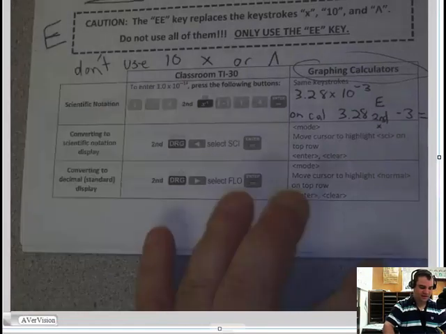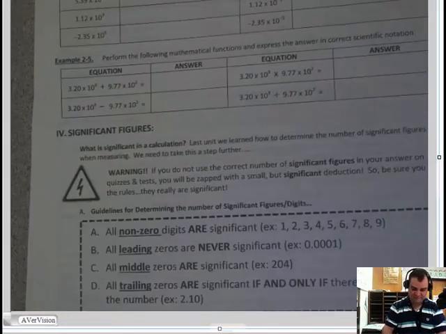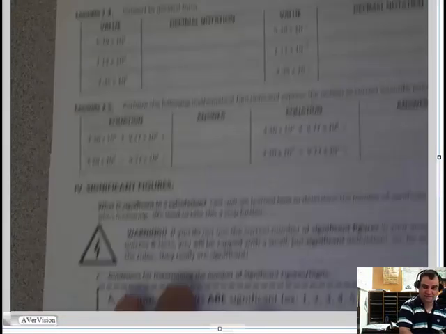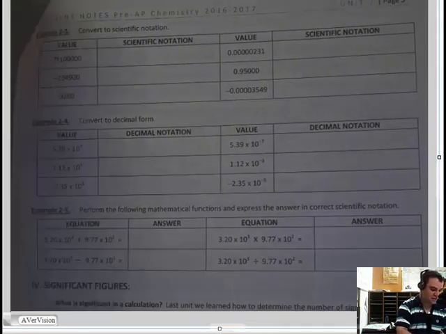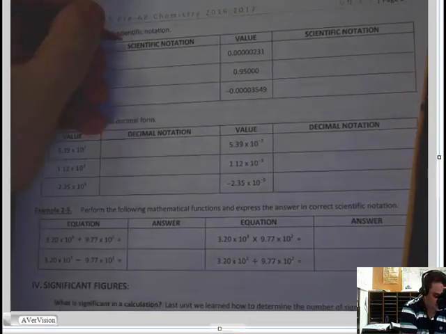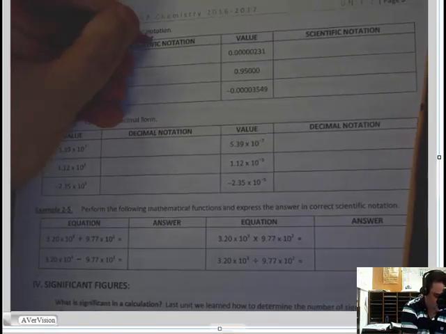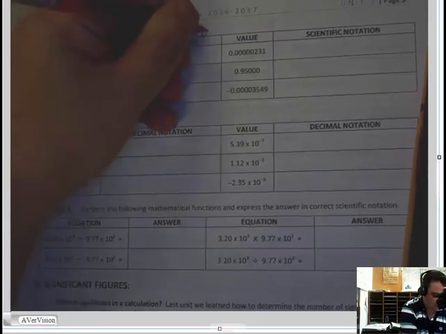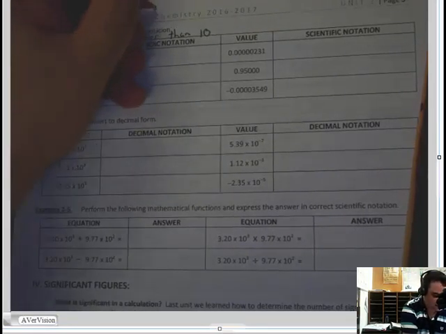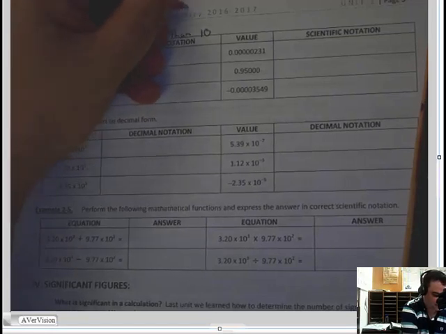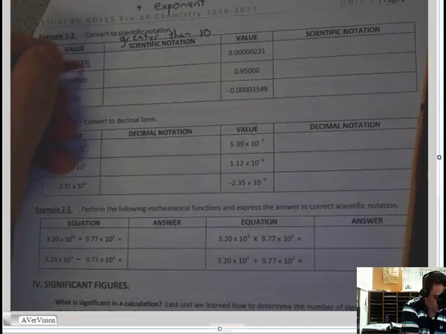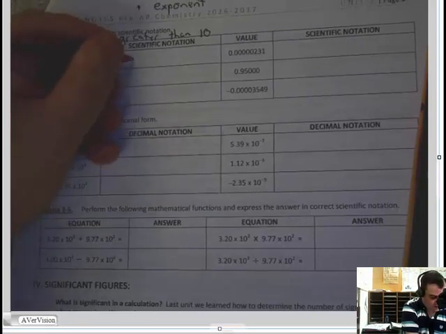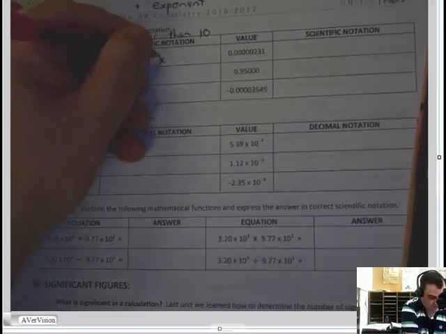Okay, let's go on to page 5. Converting to scientific notation. Now notice that these numbers are greater than 10, so these should all have positive exponents. So if we want the exponent here, 1, 2, 3, 4, 5, 6, 7. 7.51 times 10 to the 7th.